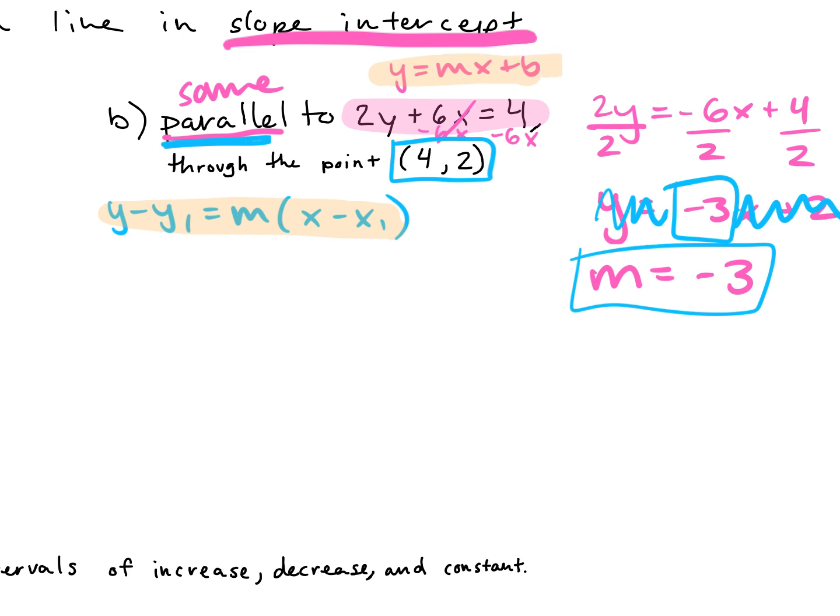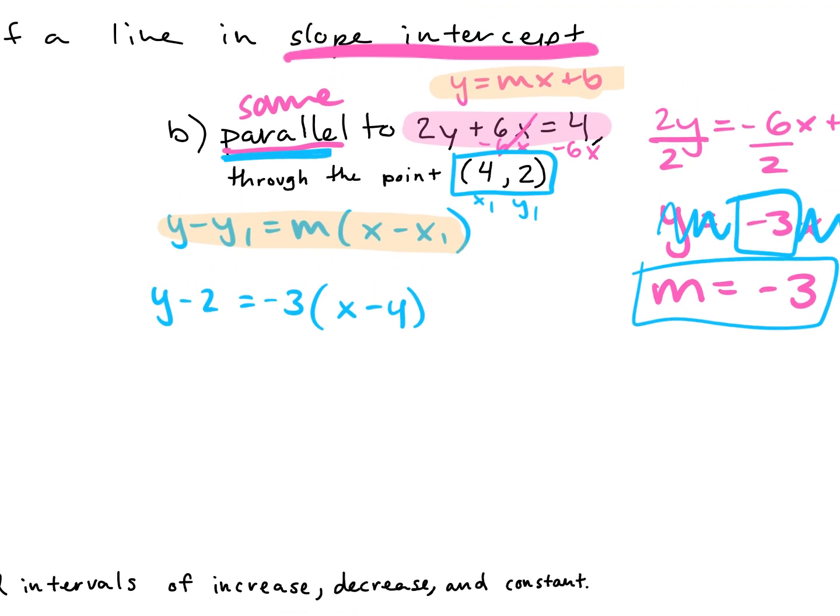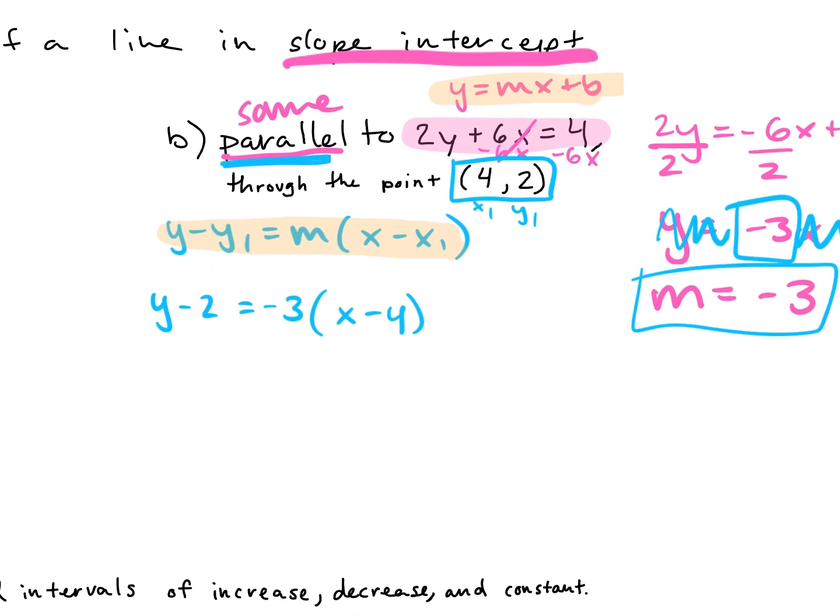So let's plug in our point and our slope. So y minus 2 is equal to negative 3 times x minus 4. The point that was given is our x1 and y1. So we plug that in and we plug in our slope. Can I leave my answer like this? No, why not? What's the question asking for? Slope-intercept form. This isn't slope-intercept form, this is point-slope form. So we got to rearrange this to be in slope-intercept form.